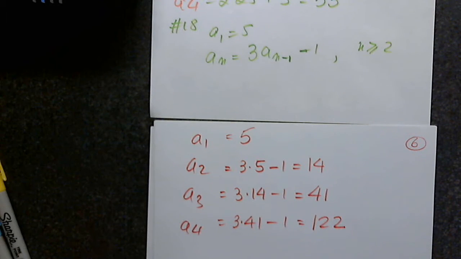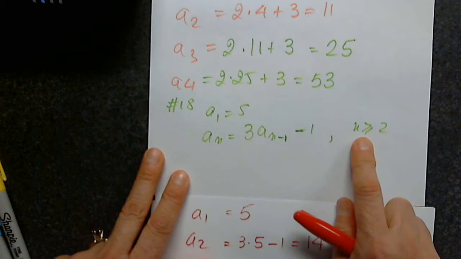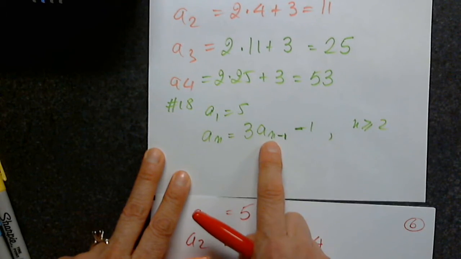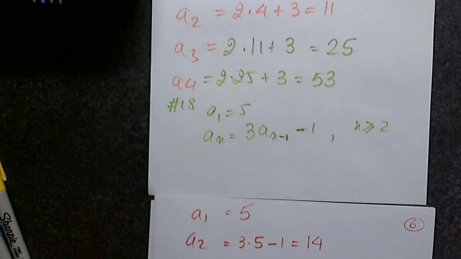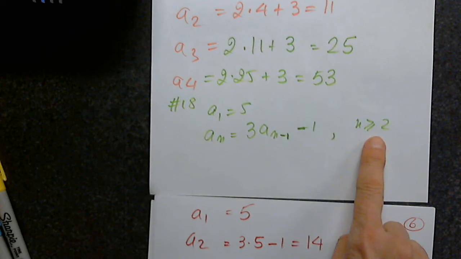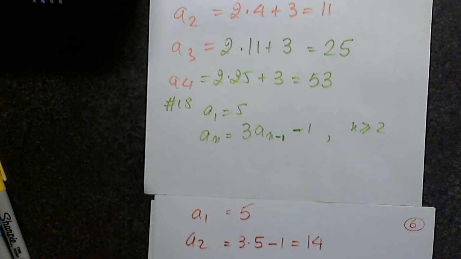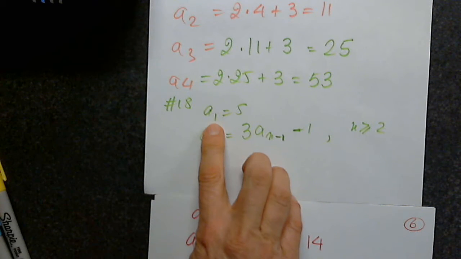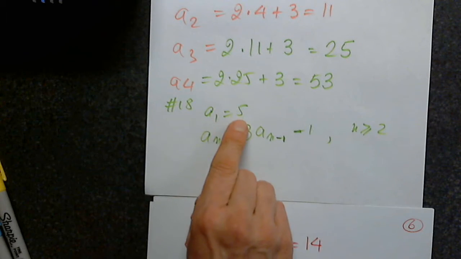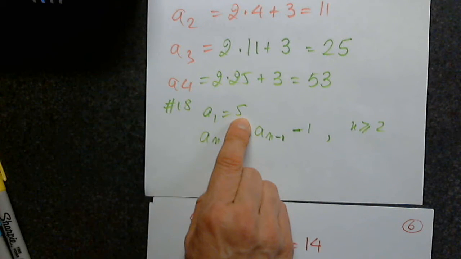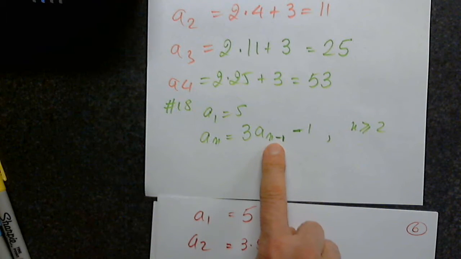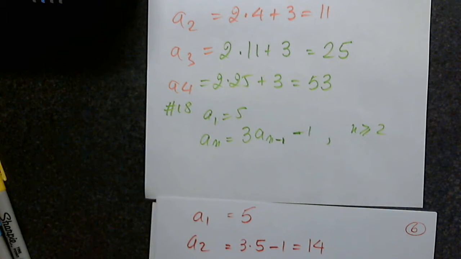What's the point of putting n is greater than or equal to 2? I cannot plug in 1. 1 minus 1 is 0. There is no A0. Is that clear? You cannot plug in 1. You have to start with 2. It gives you 5. This is A1. When n is 1, the answer is 5. So you cannot plug in 1 here, because A0 does not exist.